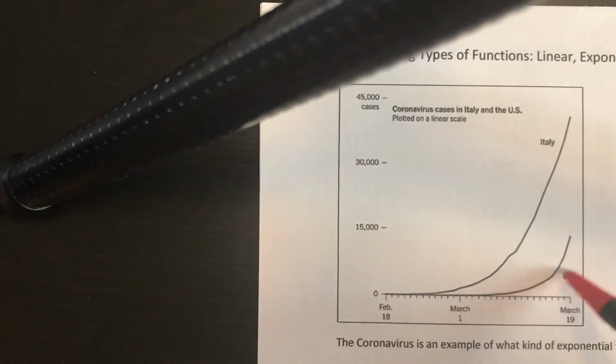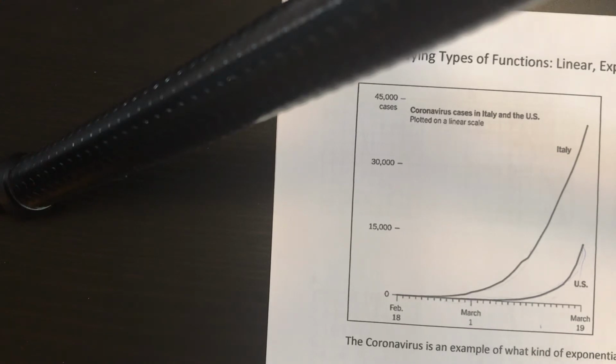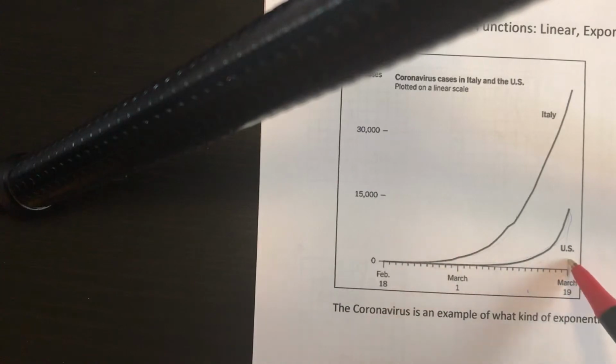And then this is the U.S. Y'all can clearly see that these are exponential. So the thing we're dealing with right now with coronavirus is an exponential function. So y'all can't tell me how to use this in real life. Scientists are using this all the time to track how these diseases are increasing and, like, is the U.S. doing a better job than Italy?